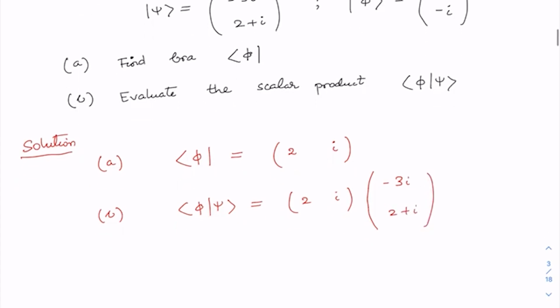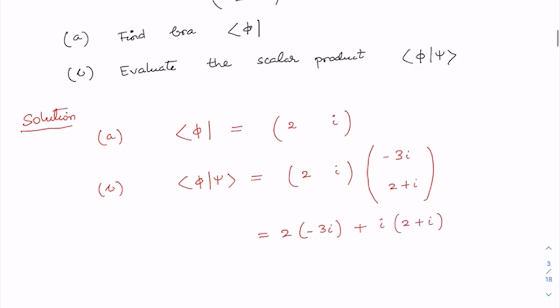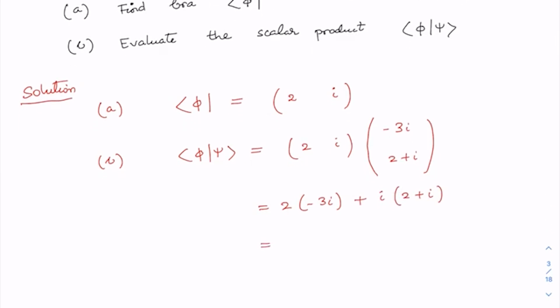So we are going to get it as 2 times −3i plus i times (2 + i). If I do the maths, I will get −6i here, and here I will get 2i − 1. So I will have then −1 − 4i. So that's the scalar product.